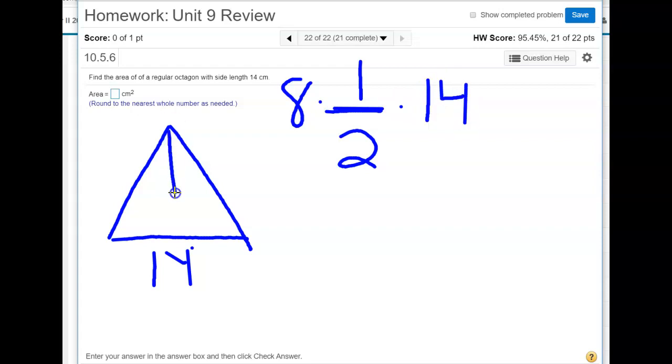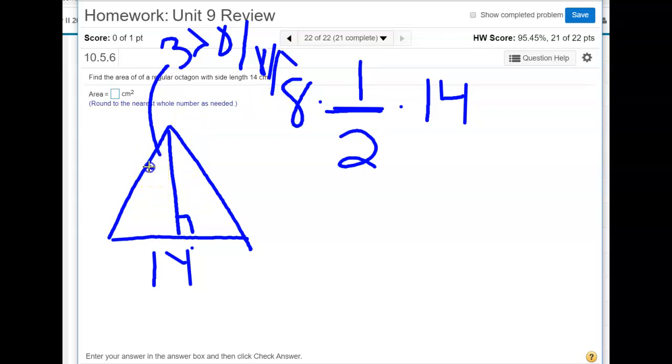Okay, I'm going to drop in this height. I've got to figure out what angle measure that is. So again, we're doing 360 divided by 8 divided by 2. Sorry about the mess. And I get 22.5. So this angle up in here is 22.5.